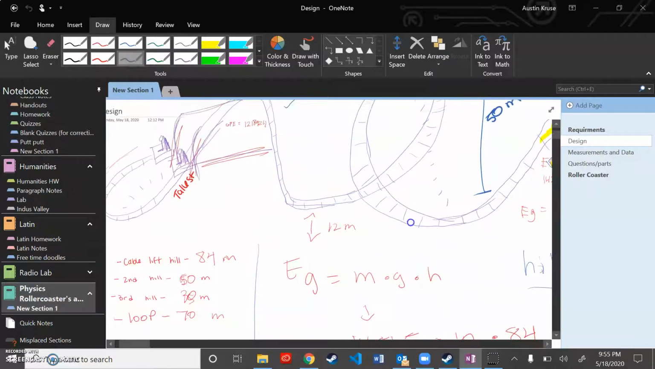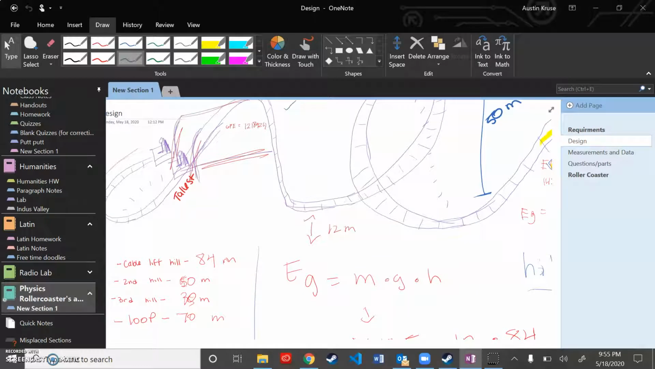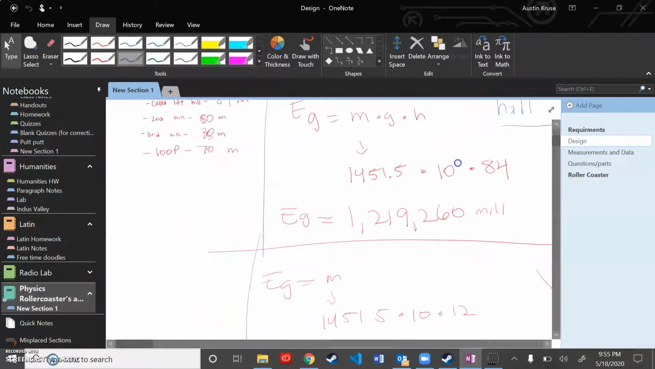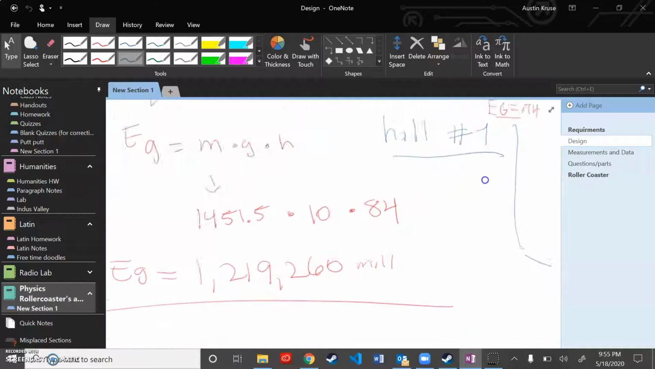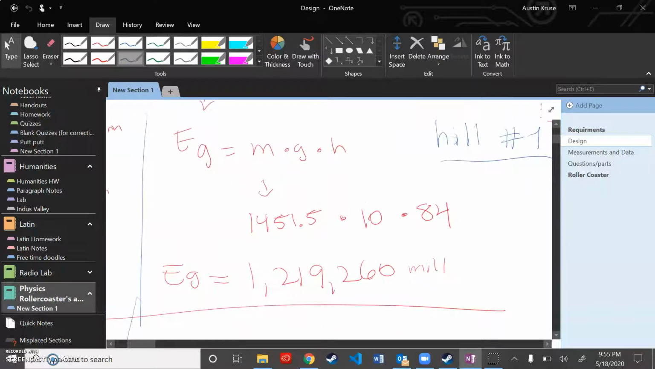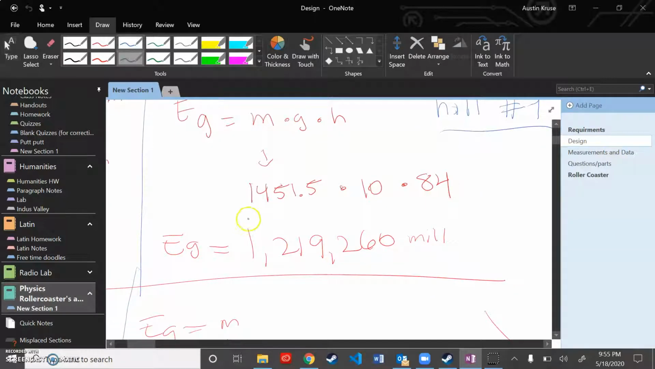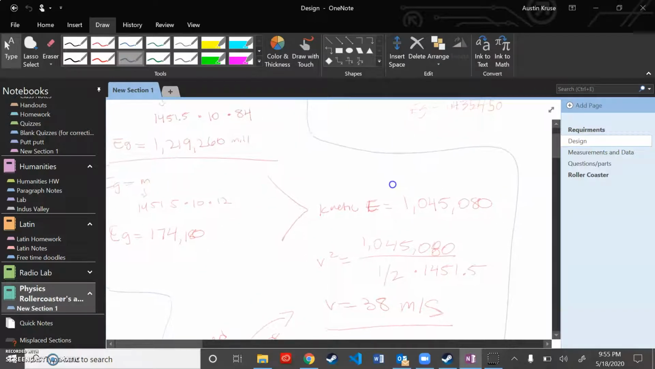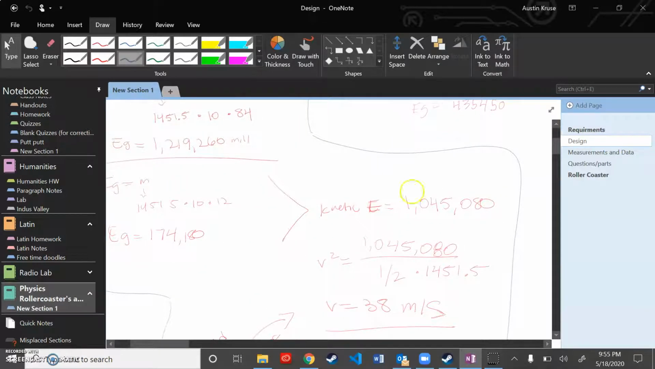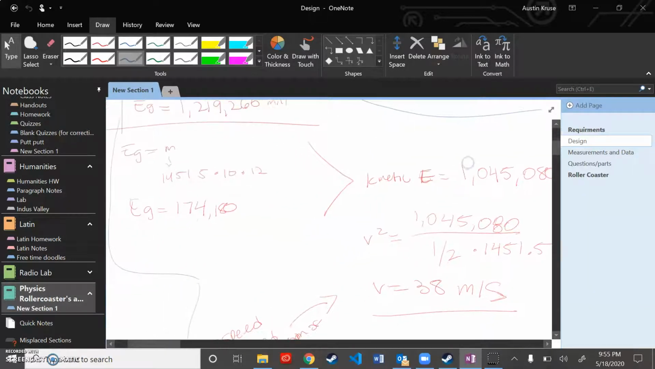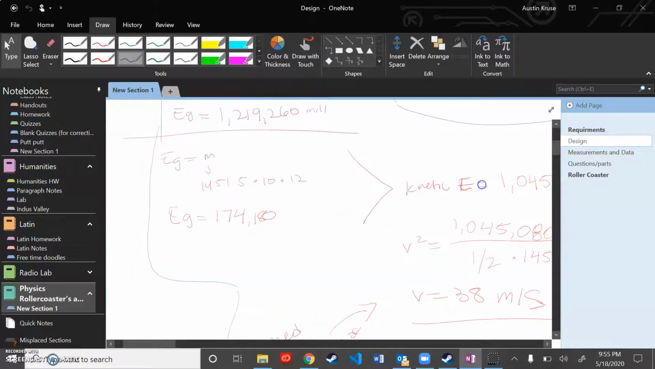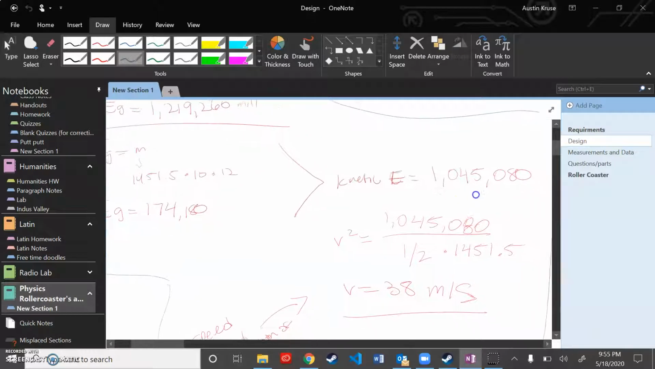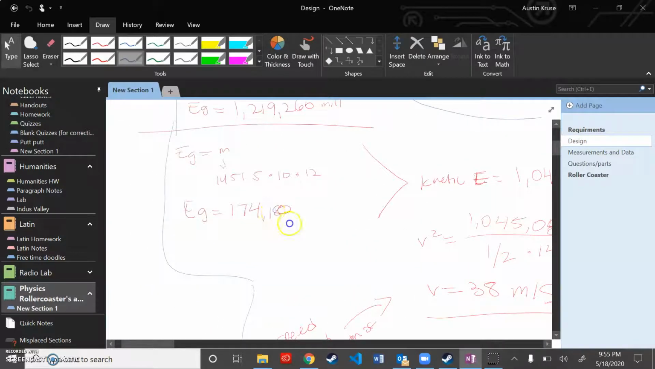And that we calculated the kinetic energy. So for the first hill, we used the GPE formula, mass times gravity times height, and we got this answer right here. And then we plugged that in to the formula for velocity to figure out. Oh wait, sorry.